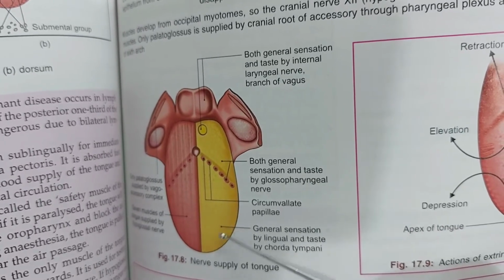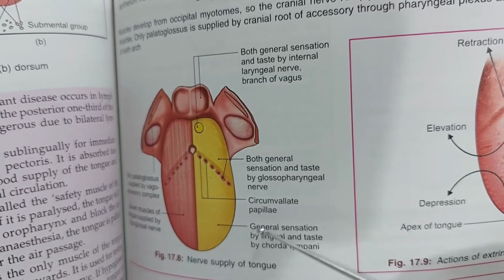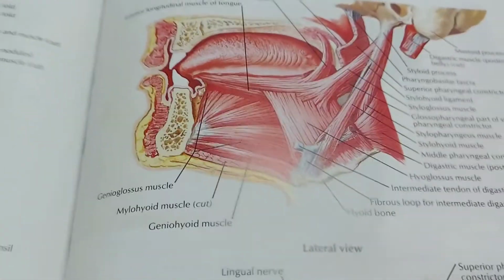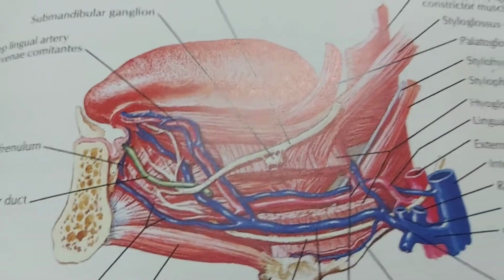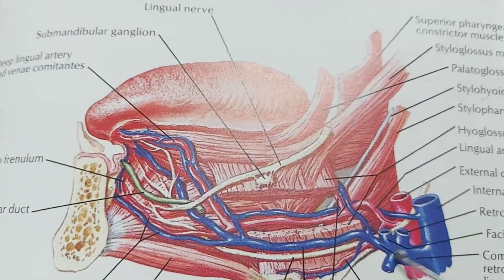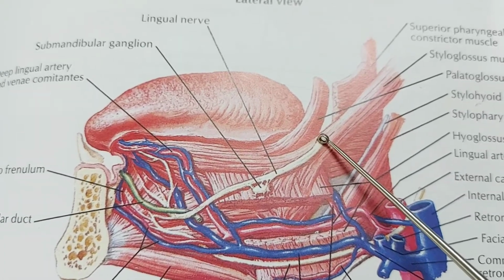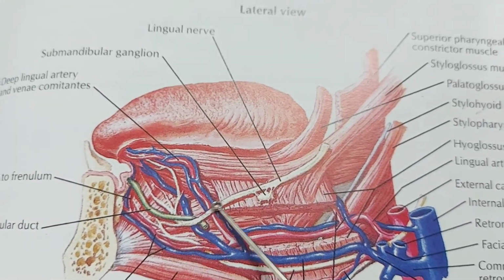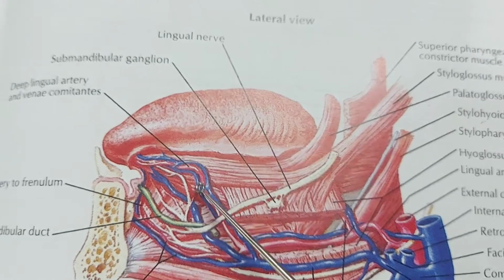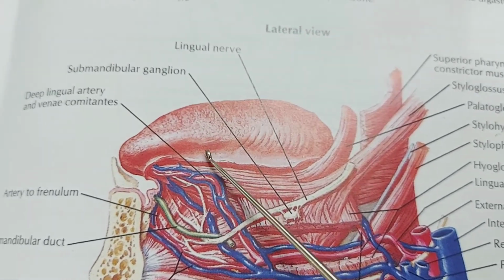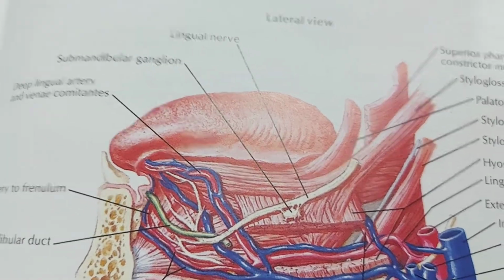In the anterior part of the tongue, the general sensation is carried by the lingual nerve. Here in this image we can see there is a nerve, that is the lingual nerve. This is the branch of the mandibular nerve. This lingual nerve carries the general sensation of the anterior part of the tongue.